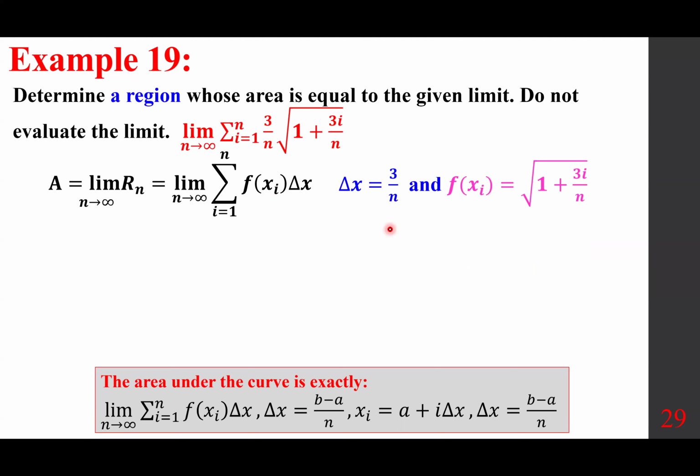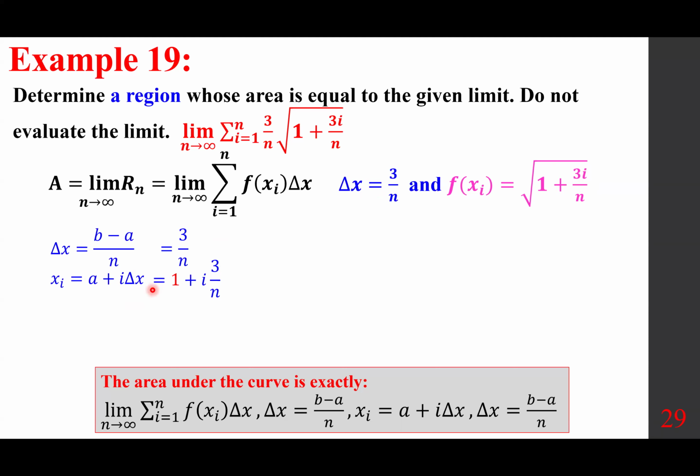So what is delta x? b minus a over n. What is x sub i? a plus i delta x. So let's write this too. We know this one is 3 over n. And we know this one should be what's underneath here, 1 plus i times 3 over n. We're going to rewrite this. So this is 3 over n. We're going to rewrite this as 1 plus i times 3 over n. So we can see that it's a plus i delta x.